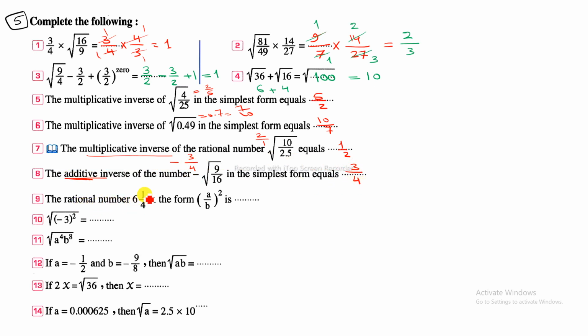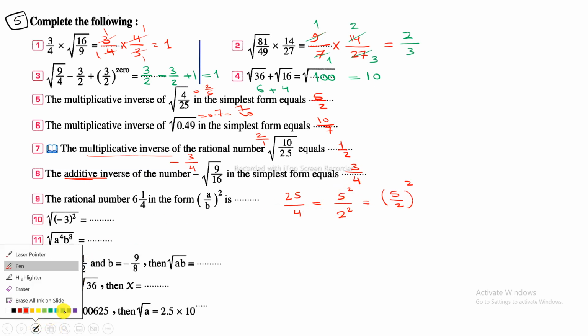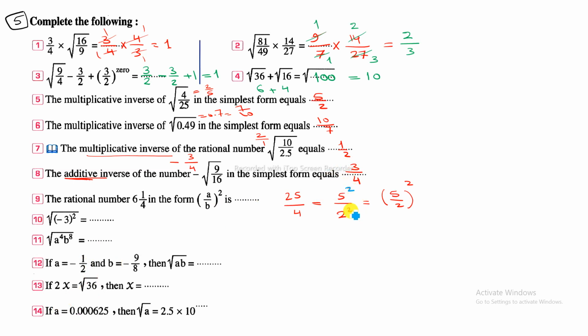The rational number 6 and a quarter in the form of... Here we convert it to a fraction with denominator 4: 4 times 6 is 24, plus 1 is 25. We want it in the form of a over b to the power of 2. So we want to know what has power 2: 25 is 5 power 2 and 4 is 2 power 2. Both have the same power 2, so we can write it as 5 over 2 all to the power of 2.